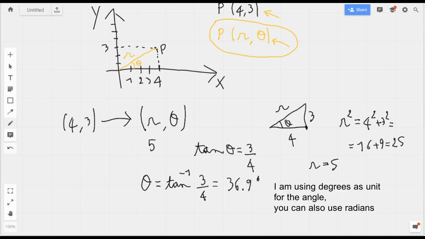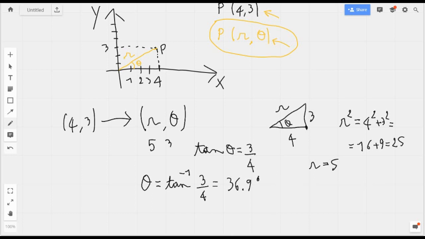Okay, so now we have both R, which is 5, and theta, which is 36.9. As you can see, we can either express our point in Cartesian coordinates, so we have a coordinate 4 and 3 along the x and y axis, or if you want to express it in polar coordinates, we get 5 and then 36.9, which is the angle.